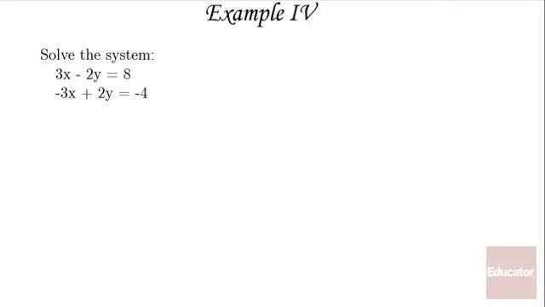In my fourth example, I have a system: 3x minus 2y equals 8, minus 3x plus 2y equals negative 4. This is a very simple situation in terms of using the addition principle because I have opposite coefficients. So when I have opposite coefficients, all I need to do is add the two equations together, and one variable will drop out.